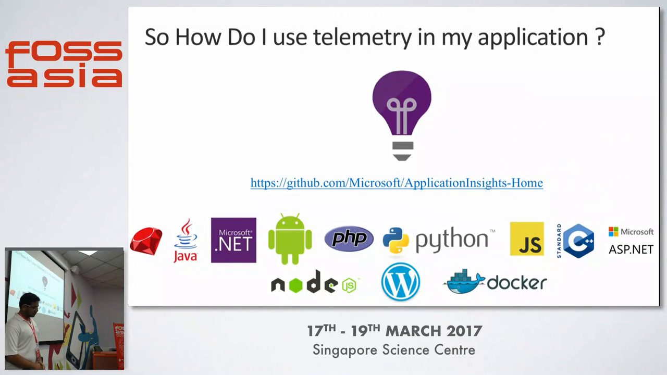Similarly, how do you really use telemetry in your application? There's a product from Microsoft called Application Insights. You can head over to the link, and there will be a lot of things shown. These are all the languages that we support for writing telemetry. So in case you have a Ruby server which is running a website, you can include JavaScript and Ruby together. And in case you have something else, like a WordPress website, you can track how people are using your WordPress websites.